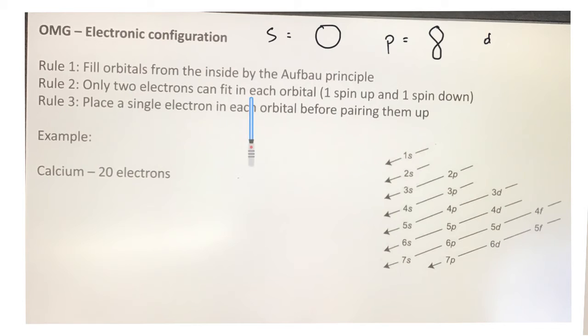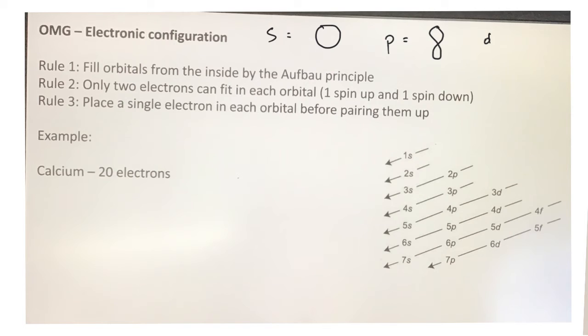The next thing, rule 2, is that only 2 electrons can fit in each orbital. So for an s orbital, I've got 1 s orbital per energy level, which means I can fit 2 electrons. For 2p, a p orbital, there are 3 orbitals, so I can have 6. And finally, for a d orbital, we've got 5 per energy level, which means I can fit 10. And finally, we're going to place a single electron in each orbital before pairing them up.